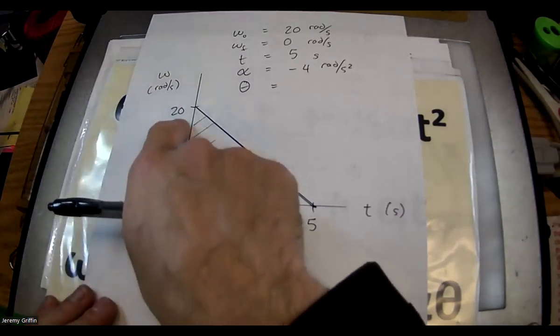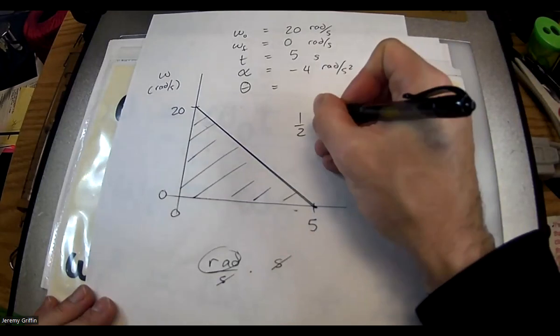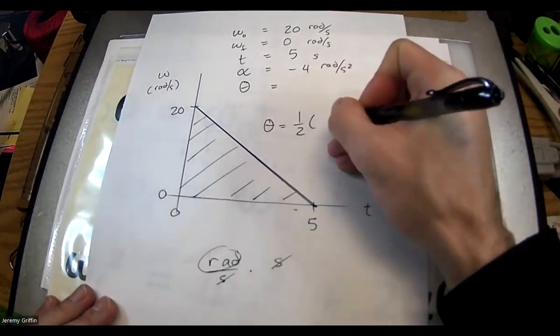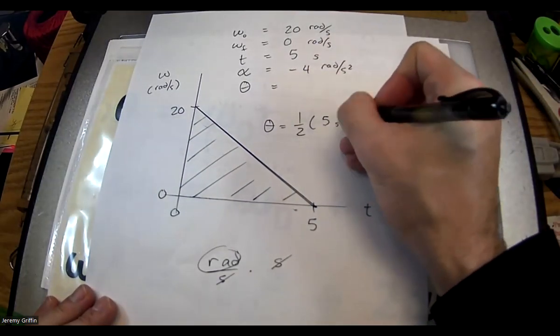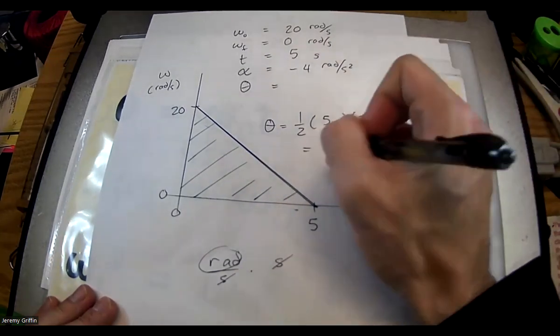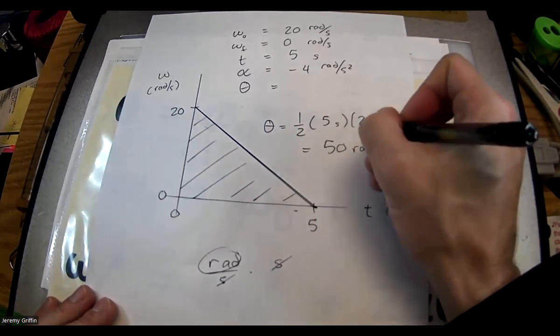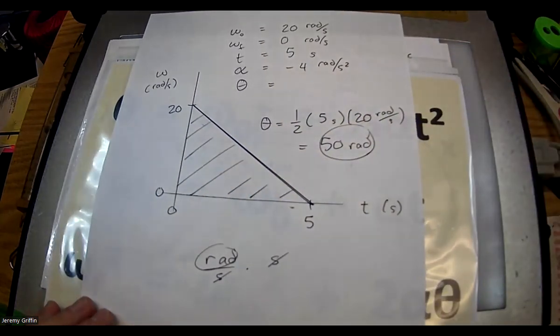So can you find the area of that triangle? Is that 1/2 base times height? 1/2 times the base of 5 seconds times the height of 20 radians per second. See, 5 times 20 is 100, divided by 2. Oh, that's 50 radians, exactly what we got before using the formulas and the equations.